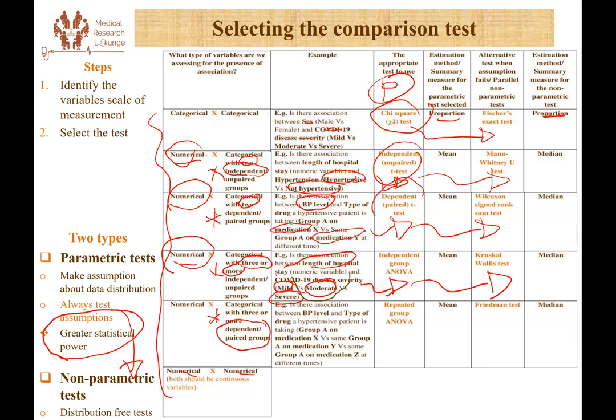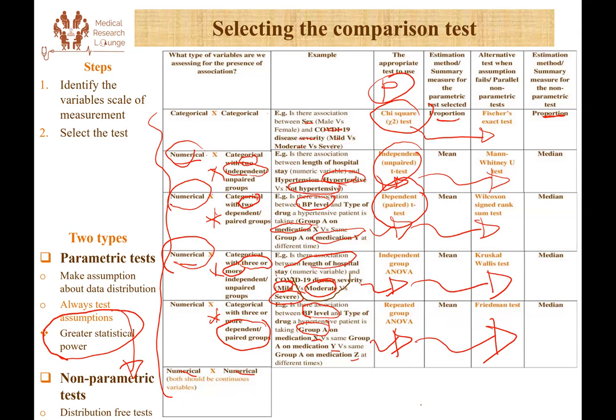So for the same example as the dependent t-test, suppose we measure BP level among the same group of patients, like group A, while taking different types of medication, like X, Y, and Z, the same patient taking different medications at different points in time. Since there are 3 groups, we have to use ANOVA, but since the groups are the same patients, it's paired data, so we use repeated measures ANOVA. After picking repeated measures ANOVA, we test the assumptions. If the assumptions fail, we use the parallel assumption-free or distribution-free test, the Friedman test.